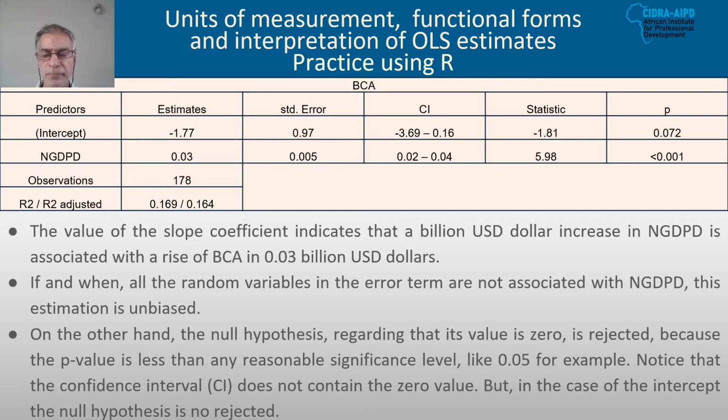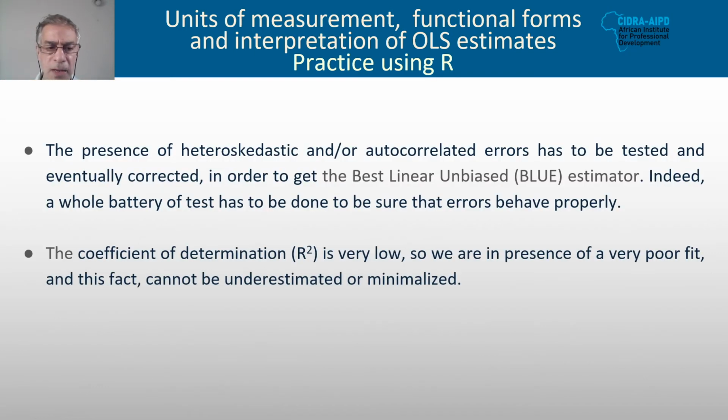And then we check the R square of the linear regression, and we can see that the R square is not so high, so we are not in the presence of a good fit. Indeed, we are in the presence of a very poor fit. We also have to check for the presence of heteroscedastic or autocorrelated error.